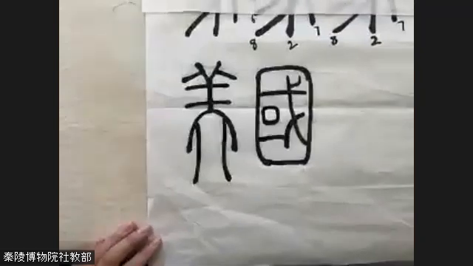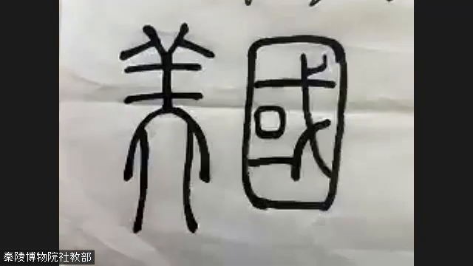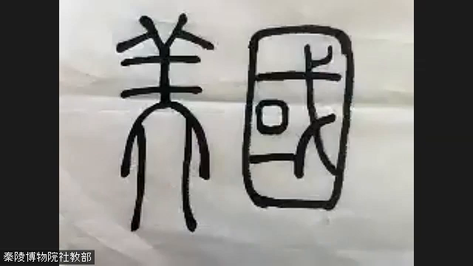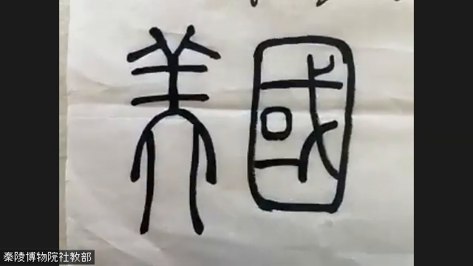So those 2 words are 美国. You can capture the screen, take a shot. That's how to write America in small seal script.